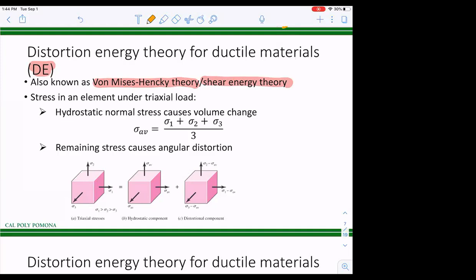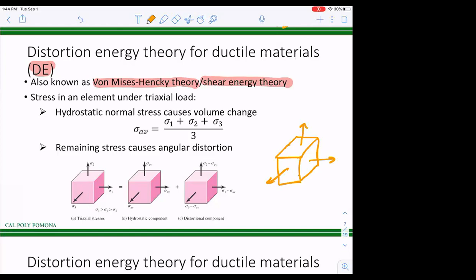Whenever you have a triaxial loading. So what do I mean by triaxial loading? If you have a box like this, there are forces in all three directions, including the Z. What type of forces? Normal forces. Good. Normal forces or normal stresses in all three directions. You're right, that's triaxial loading.